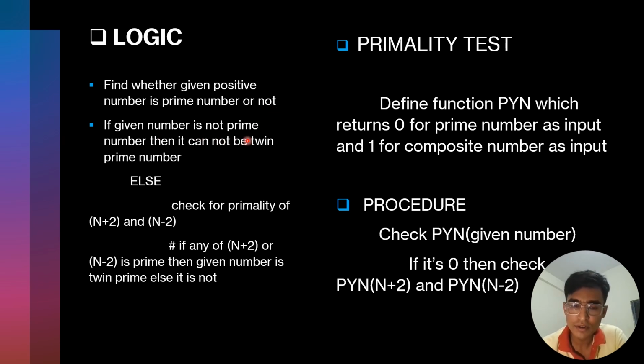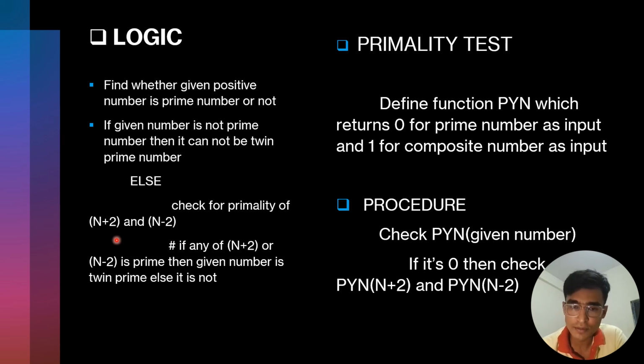If the given number is not prime, that means it cannot be a twin prime number, because twin primes are prime numbers which differ by two. Else, we will check for the primality of n plus 2 and n minus 2, because twin primes are numbers which differ by 2. So if n is a prime number, then we will check for n plus 2. If n plus 2 is a prime number, then n and n plus 2 will form a twin prime pair.